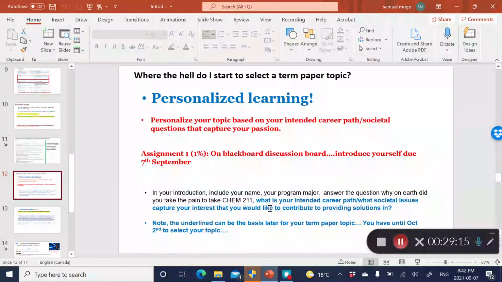Just to select the term paper topic by the 2nd of October, you get, I think, 2% or 1% out of just posting your term paper topic on discussion boards by the 2nd of October. But hopefully you guys will have introduced yourself by the 7th of September, when we have our meet and greet time together.